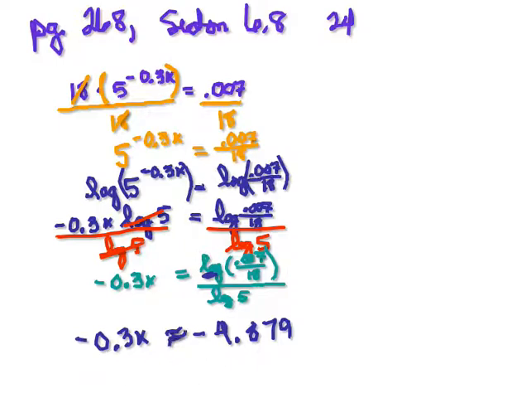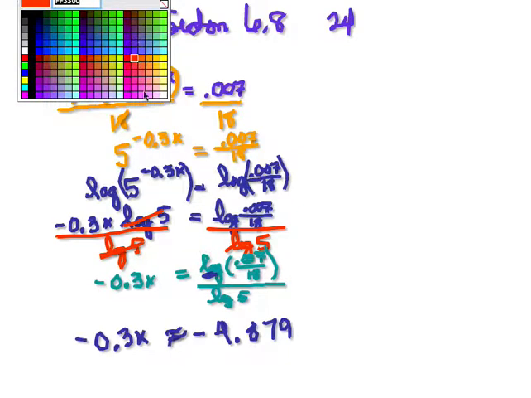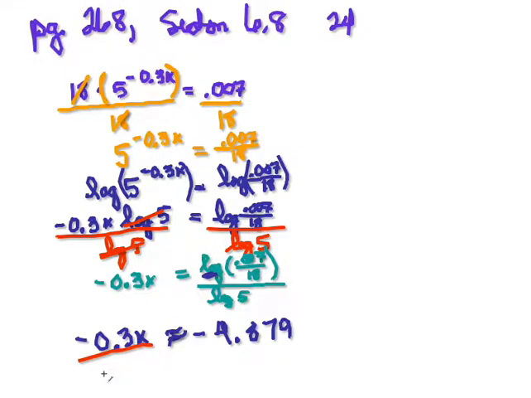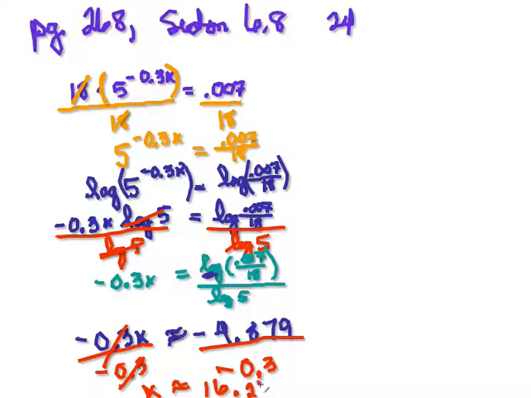And now I'm going to divide both sides by -3/10. And I can see here that I get x is approximately -4.879 divided by -3/10, and I get 16.263. Now I could always check my answer.